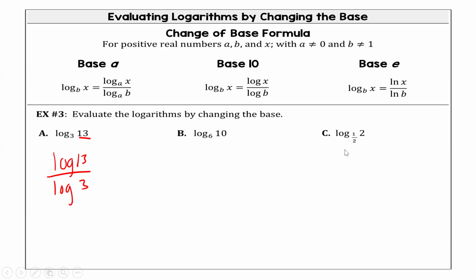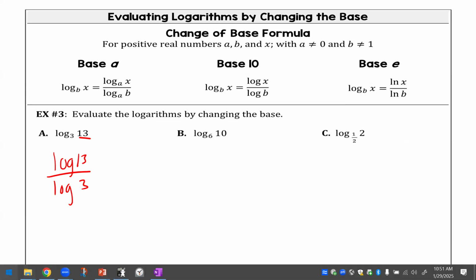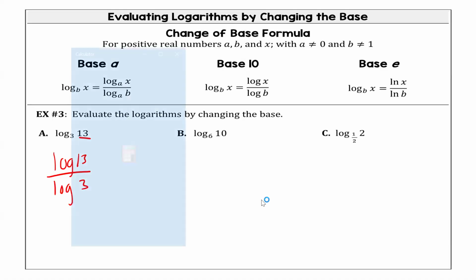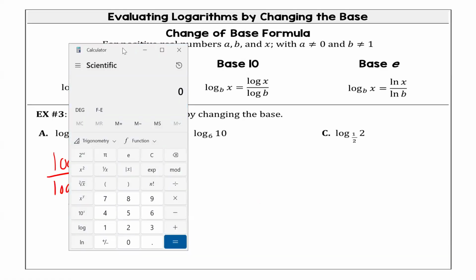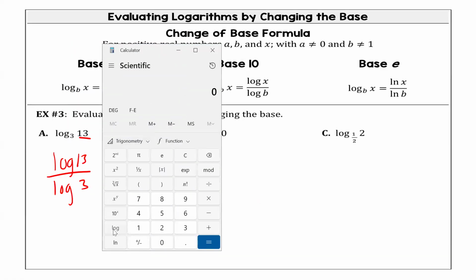So I'm going to pull up a standard calculator. Here it is. And now I can do log of 13 divided by log of 3. However, I couldn't do log base 3 of 13. Does that make sense? But I can type it in separately and still get the result. So I get approximately.